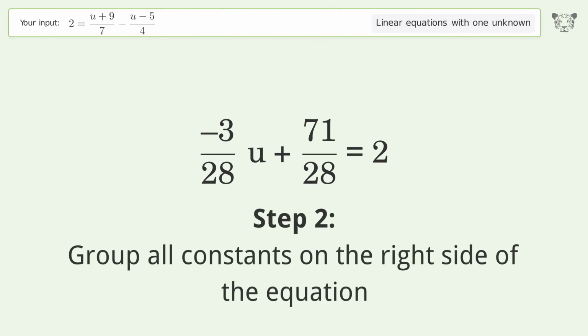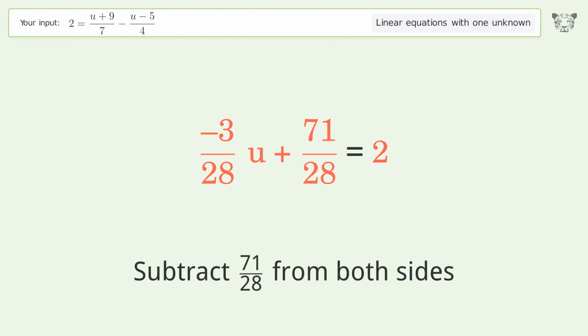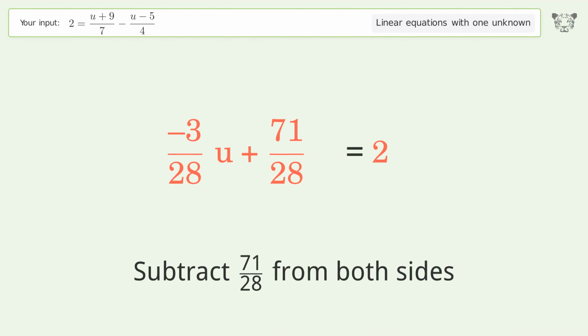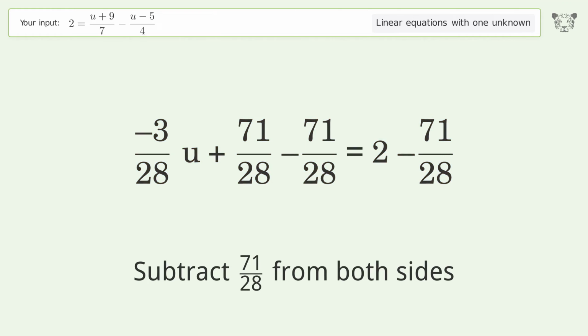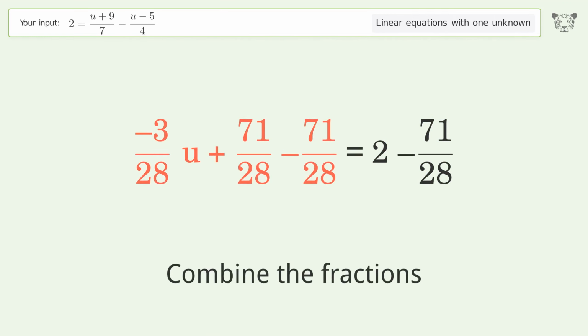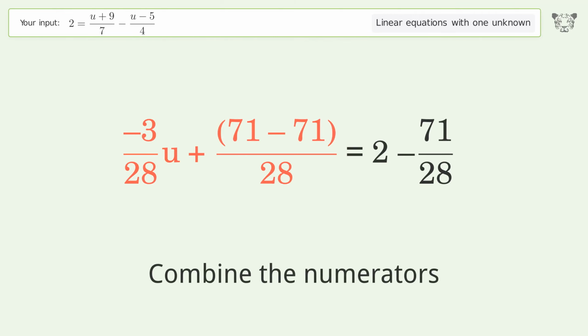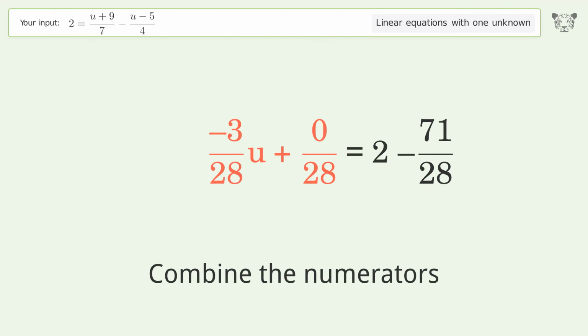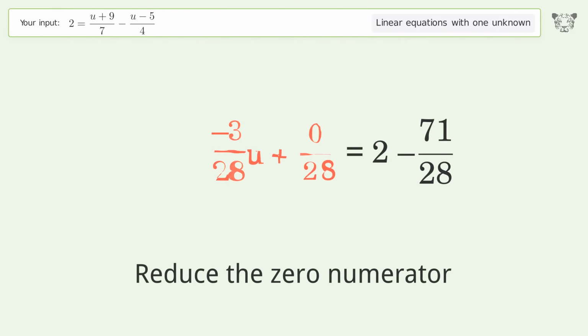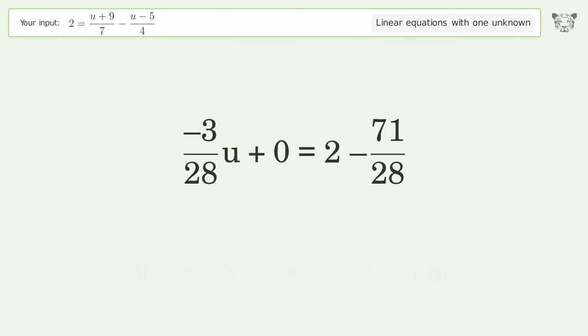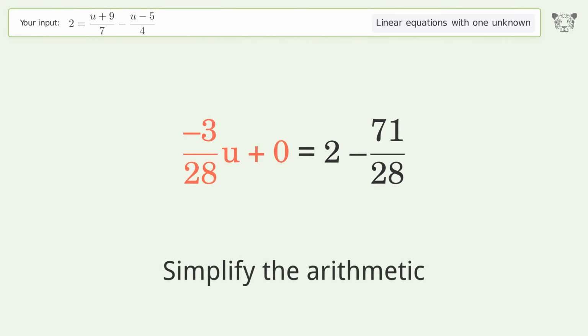Group all constants on the right side of the equation. Subtract 71/28 from both sides. Combine the fractions. Combine the numerators. Reduce the zero numerator. Simplify the arithmetic.